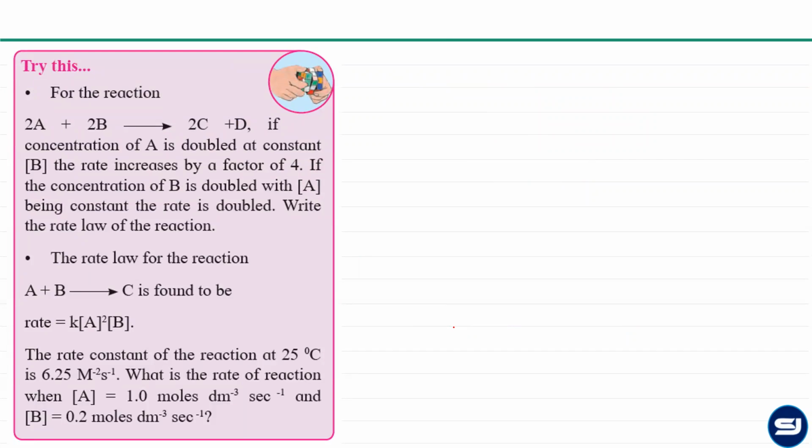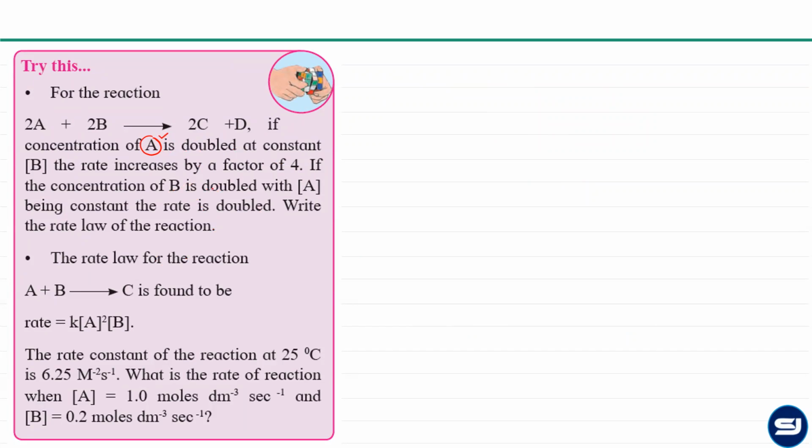Like this. For the reaction 2A plus 2B giving 2C plus D, if the concentration of A is doubled at constant B, the rate increases by a factor of 4. When A is doubled, the rate becomes 4 times, which means the concentration of A is raised to 2. 2 raised to what power gives you 4? 2. That's why the order with respect to A is 2.